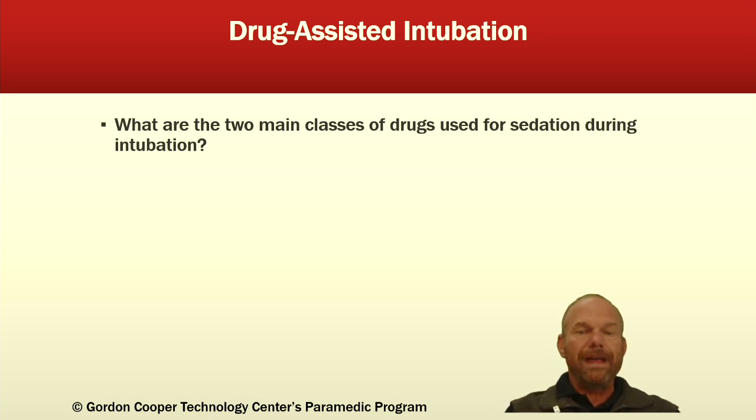So what are the two main classes of drugs used for sedation during intubation? Now, if you're having trouble deciphering what questions are asking, pay attention. This asks for sedation, so we're probably going to talk about some sedatives, not paralytics. Go ahead and pause. So sedative hypnotics, so you might think of midazolam or etomidate, and then dissociative agents as well, so ketamine.